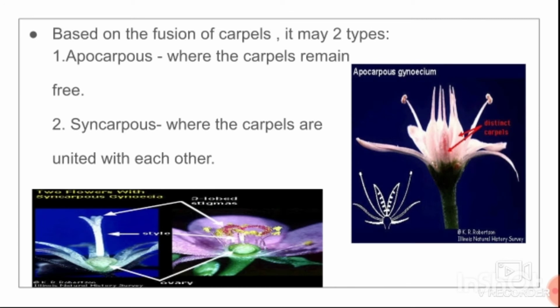Based on the fusion of carpels, the gynoecium may be 2 types. Number 1, apocarpous, where the carpels remain free, and number 2, syncarpous, where the carpels are united with each other.